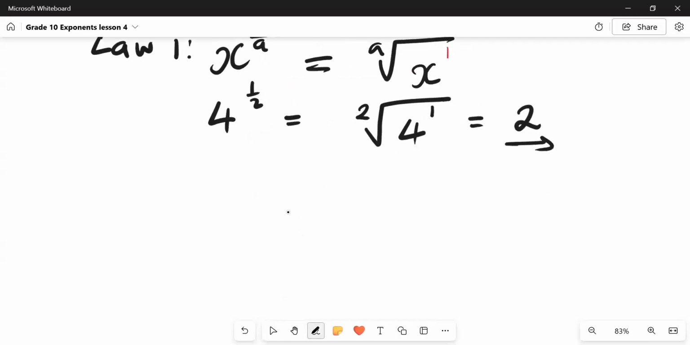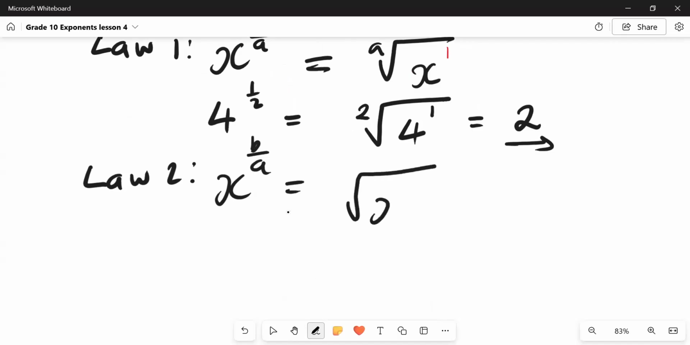Law number 2. x to the power of b over a. Again, your numerator inside, denominator outside. So you'll have your b and then your a there.